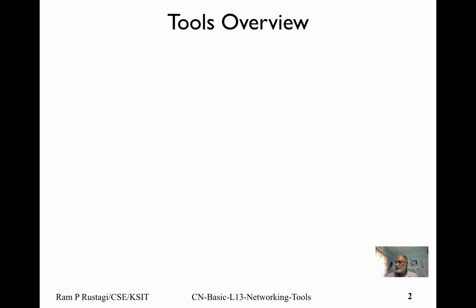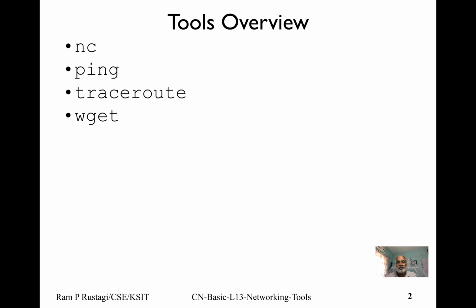What we will discuss in our tools are: first, we'll discuss netcat, or NC. Next, we'll discuss ping, called packet inter-network groper. Then we look at traceroute, which uses ping. Then we look at two tools, wget and curl. So let's get started. Let's look at NC.